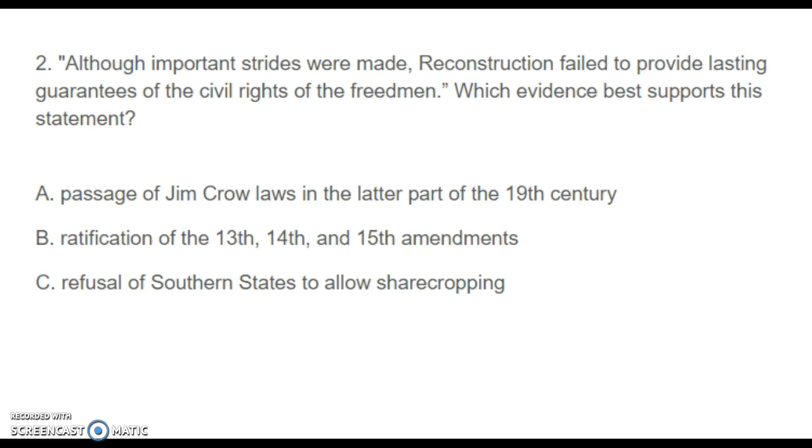Question 2. Although important strides were made, Reconstruction failed to provide lasting guarantees of the civil rights of the freedmen. Which evidence best supports this statement? A, passage of Jim Crow laws in the latter part of the 19th century. B, ratification of the 13th, 14th, and 15th Amendments. Or C, refusal of southern states to allow sharecropping.